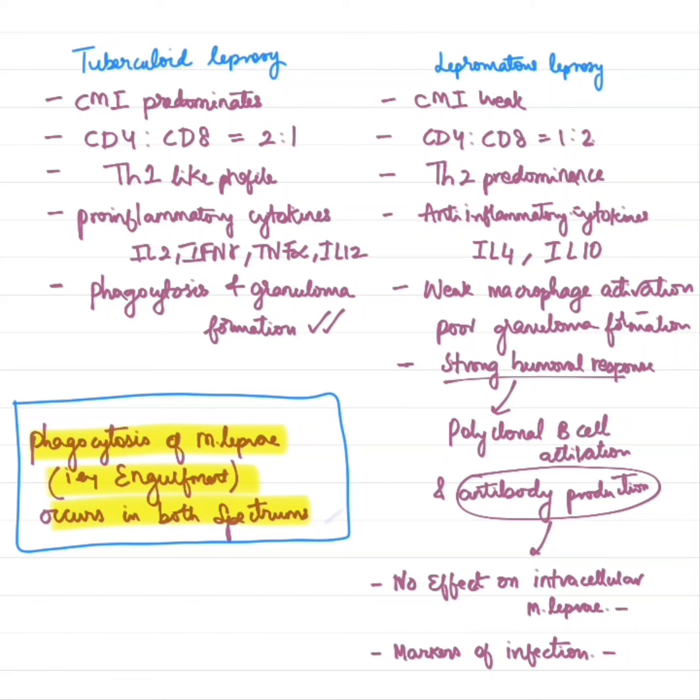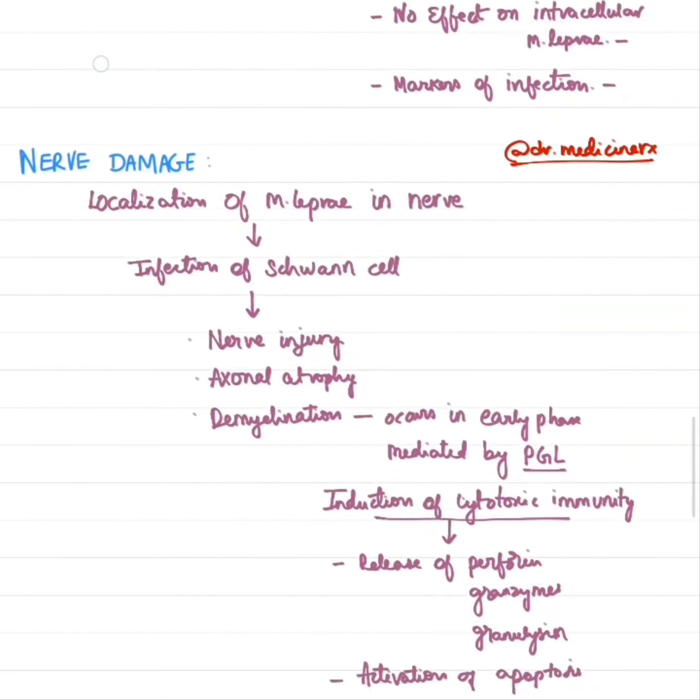It is important to note that phagocytosis of M. leprae, that is just the engulfment part, occurs in both spectrums of leprosy. However, the organism is completely destroyed in tuberculoid leprosy by the innate cells, whereas in lepromatous leprosy, there may be persistence of microvacuolated monocytes along with the bacillary debris. Therefore, we have to understand that phagocytosis occurs in both spectrums of leprosy.